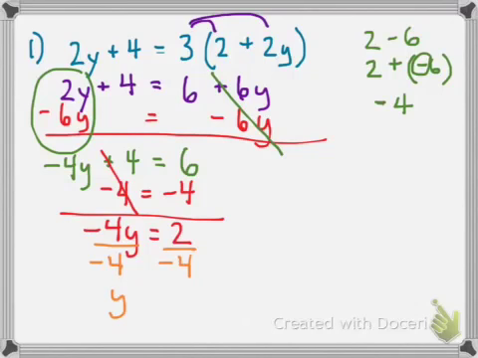And so I get y equals, and then take a quick look here. I can think of it as a fraction. 2 over negative 4, or negative 2/4. I know that 2/4 is simply the same as 1/2, and then I keep my negative. So for number 1, y equals negative 1/2.